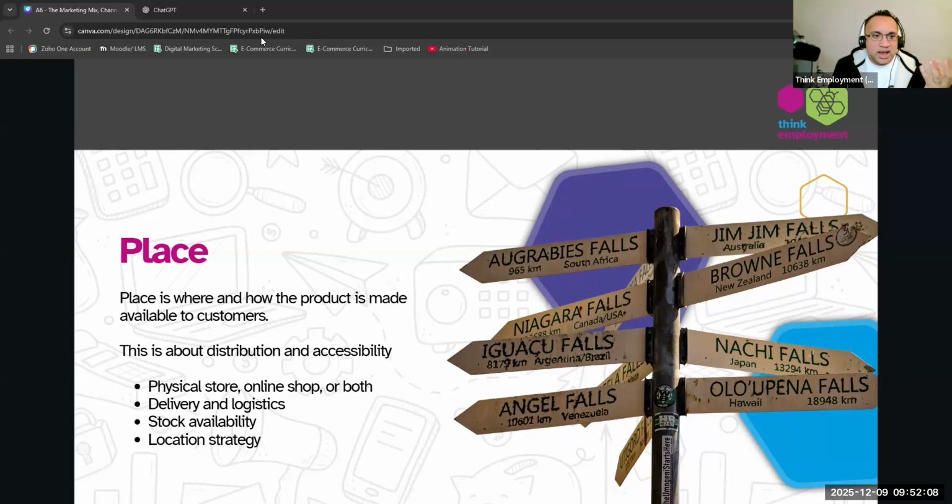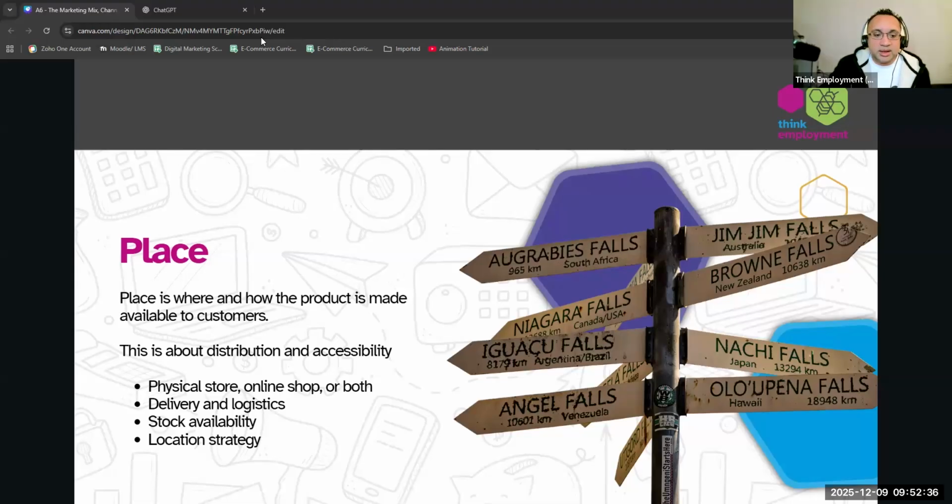Then, if we're doing an ad, we'll be thinking about where to put the product on the actual ad. If we're thinking about a physical shop, then we've got to think about where to put it on the shelf. If we're thinking about how the product gets to the customer, then we've got to think about logistics as well.